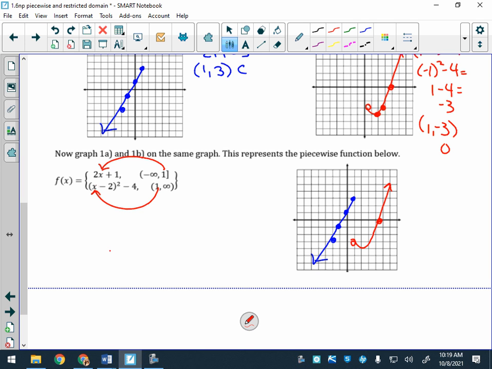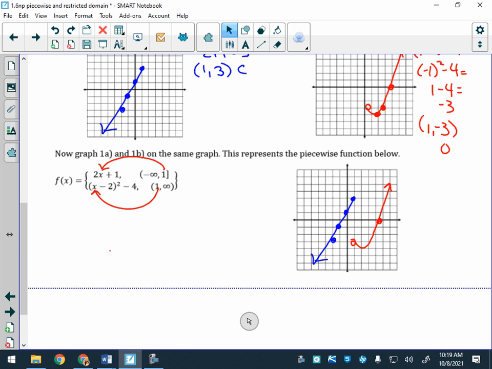Think of it as an electric fence, right? If a dog goes through an electric fence, what happens? They get shocked, right? So 2x plus 1, if it goes past 1, it will get shocked because it's not in that territory. It's in the blue territory. So when we go through piecewise functions, we're jumping right into it. The restricted domain is easier for you to understand.